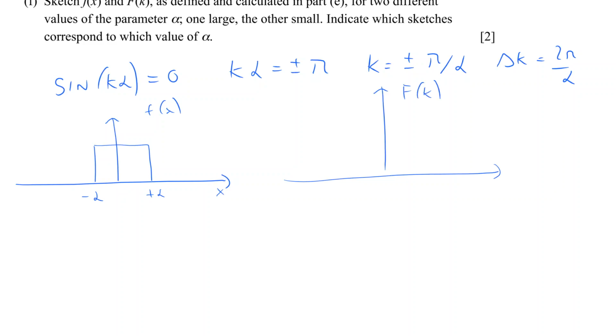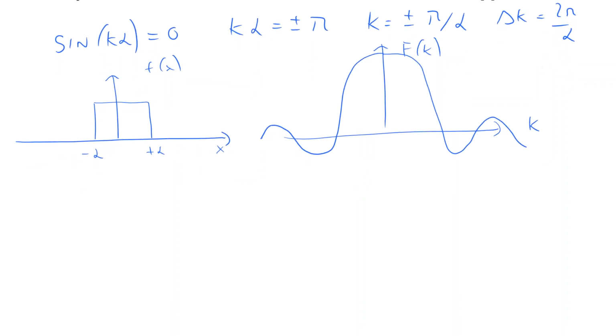Now we've chosen a small value of alpha, so this means that the Fourier transform is going to be broad. Remember, a sinc function is an oscillating sine function, but it gets smaller the further you go away from the origin. So that would be the original function and its Fourier transform, and then we just repeat this for, for example, a much broader original function.